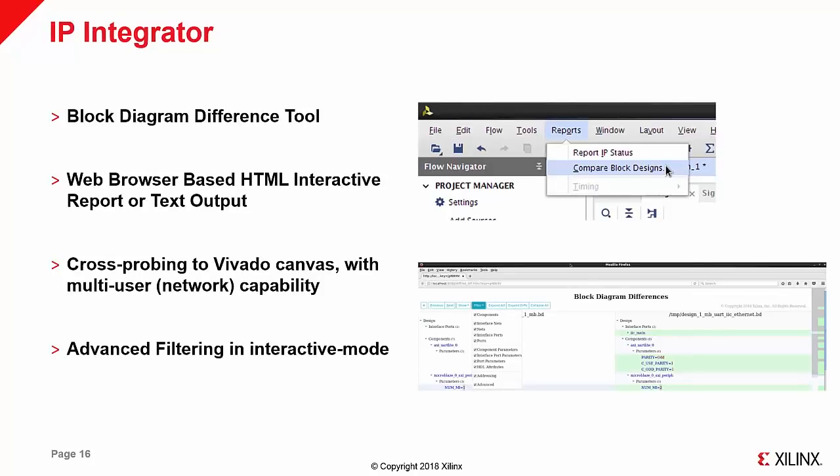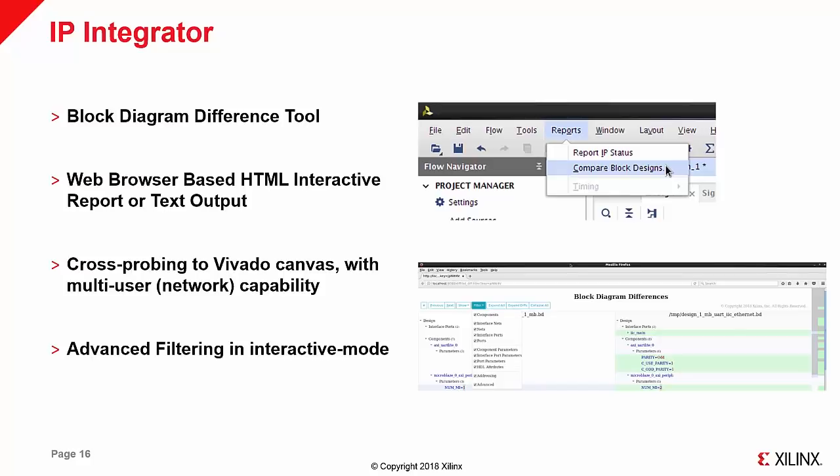In 2018.3, we've added a new powerful block diagram differencing tool. This functionality can generate an HTML-based report, which users can work with interactively, or a text report useful for revision control systems and your own custom scripts. By using a web browser approach for interactive differencing, multiple users can simultaneously view the report. Simply copy and paste the BD-diff URL, and members from the same network can see the same report. Clicking on items real-time cross-probes to a Vivado IP Integrator block design, even with multiple users. This interactive multi-user differencing is especially useful during design reviews.